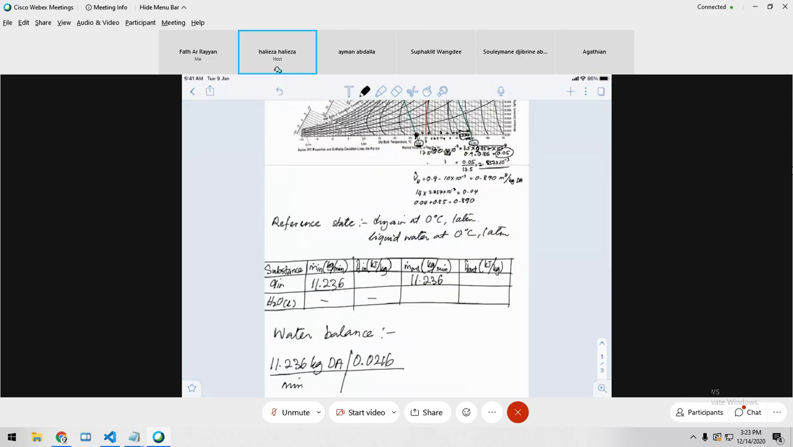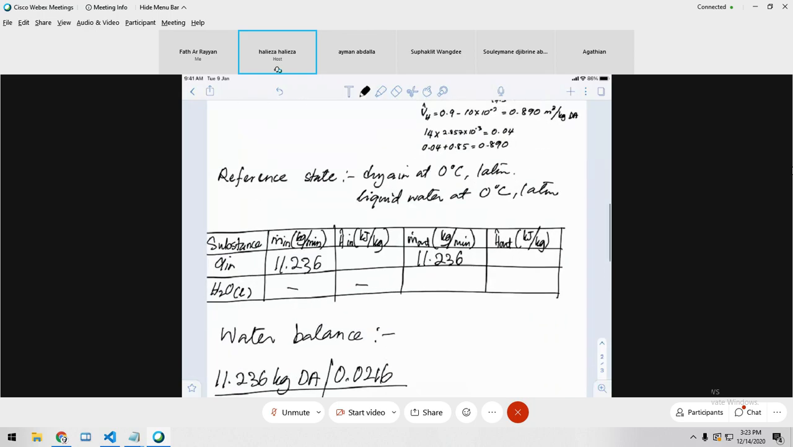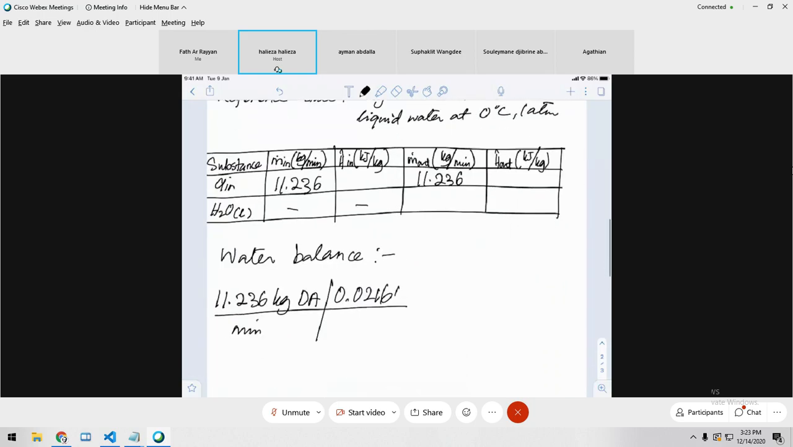0.0216. That's the inlet. Kilogram water vapor per kilogram dry air. We cancel that off. We get the amount of water coming in. Is equal to the amount of dry air again, multiplied by the humidity of the outlet. Just now we said it was 0.010 kilogram water per kilogram dry air.